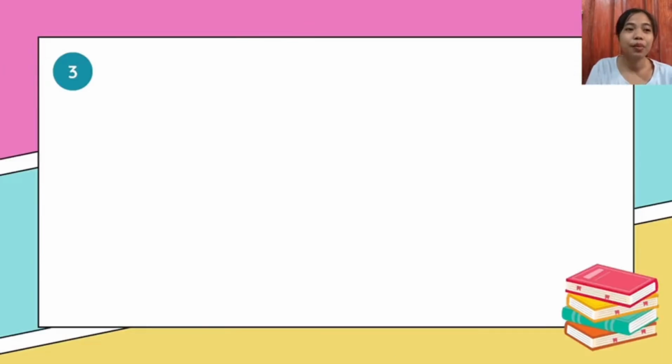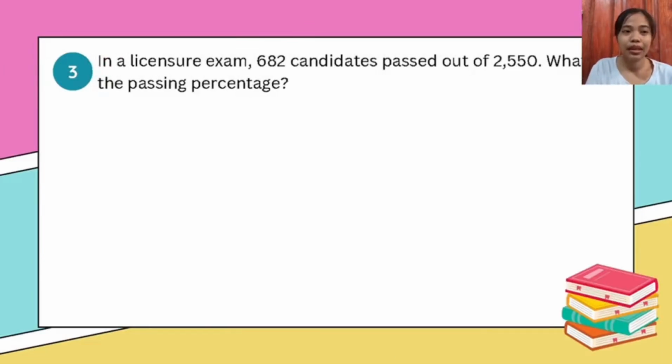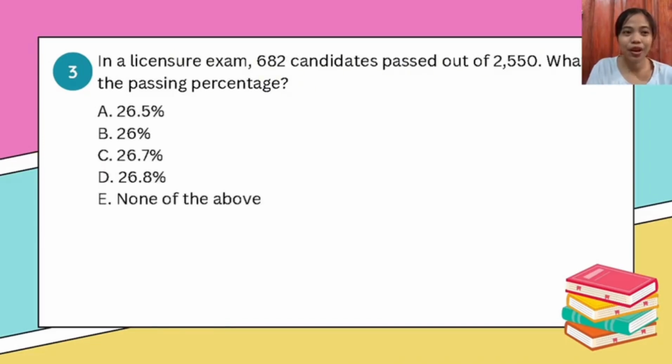Now let's have number 3. In a licensure exam, 682 candidates passed out of 2,550. What is the passing percentage? So we are looking for the percentage. Here are the choices. Letter A, 26.5%. Letter B, 26%. Letter C, 26.7%. And letter D, 26.8%. And of course E, none of the above.